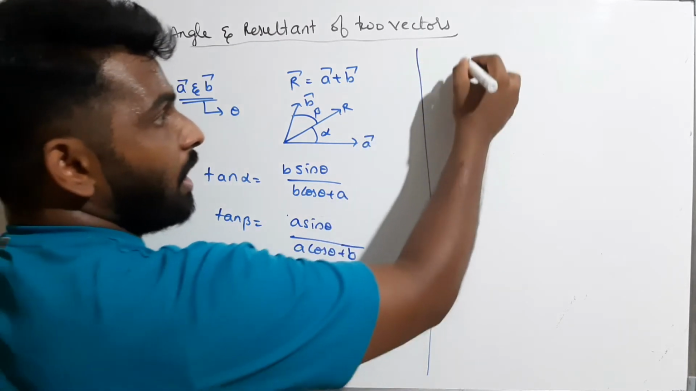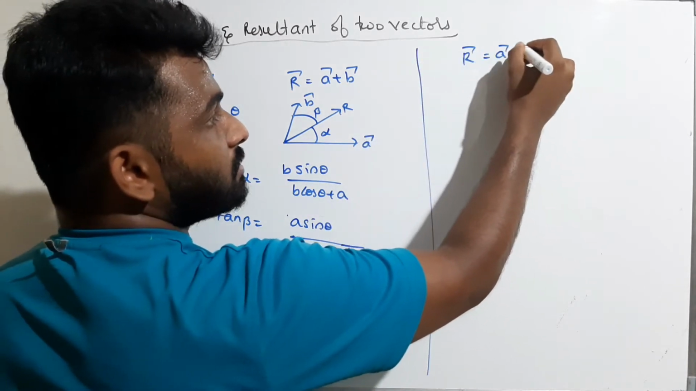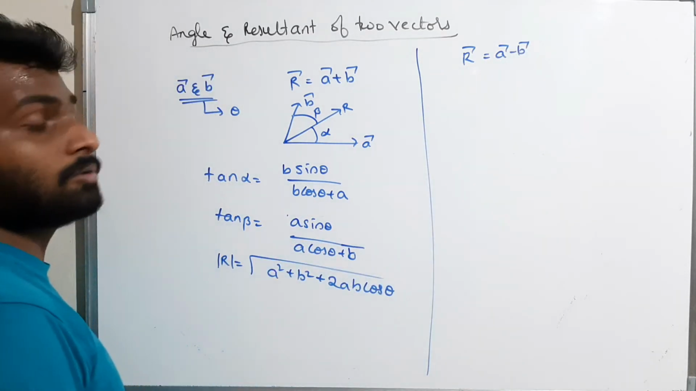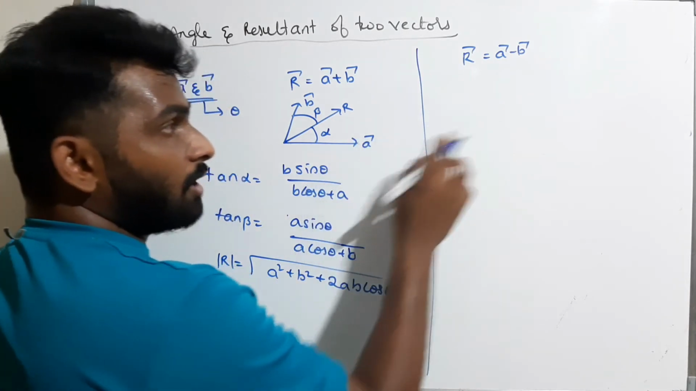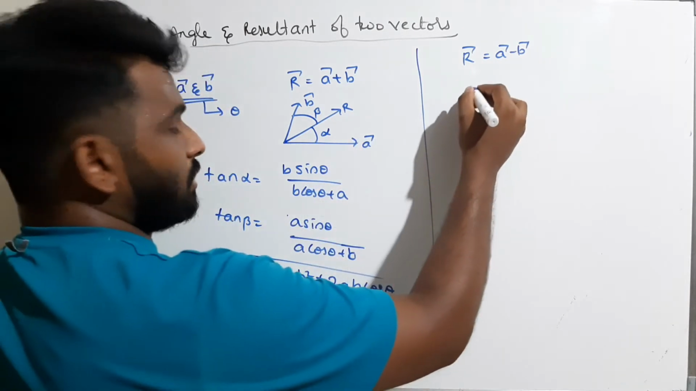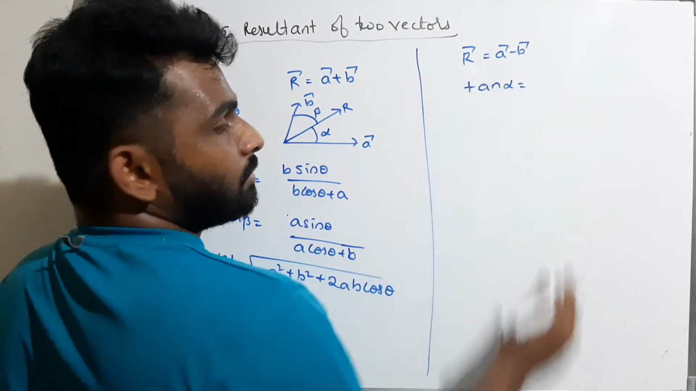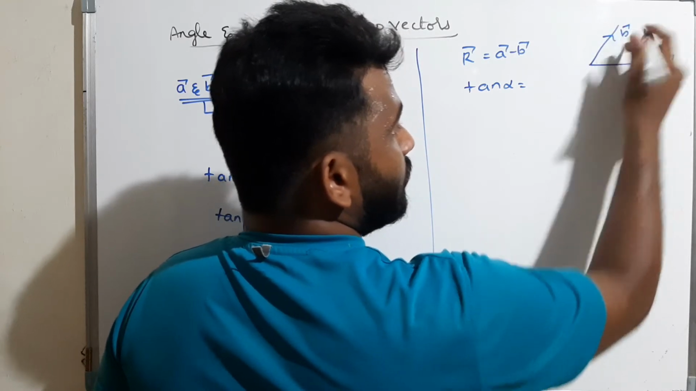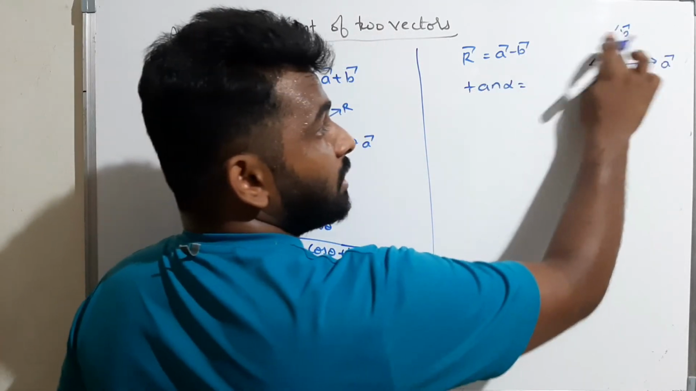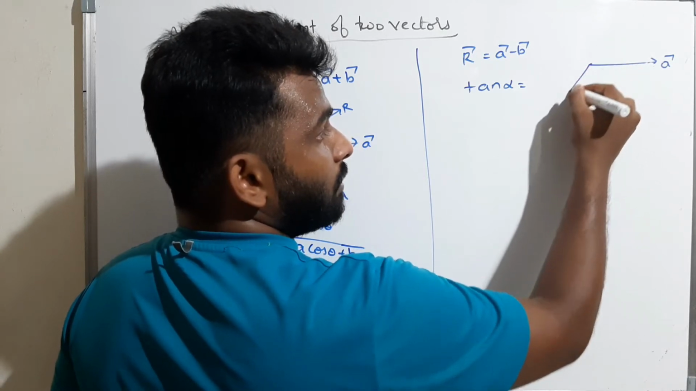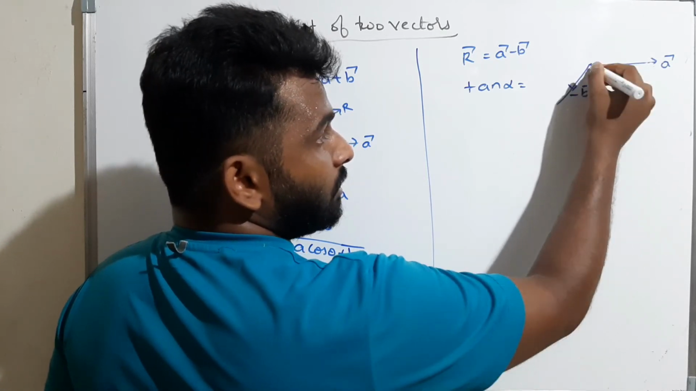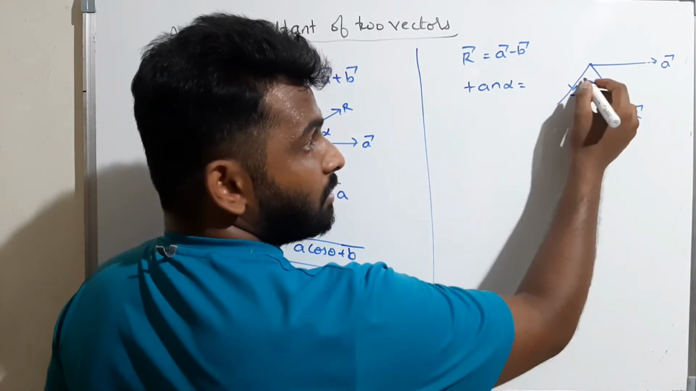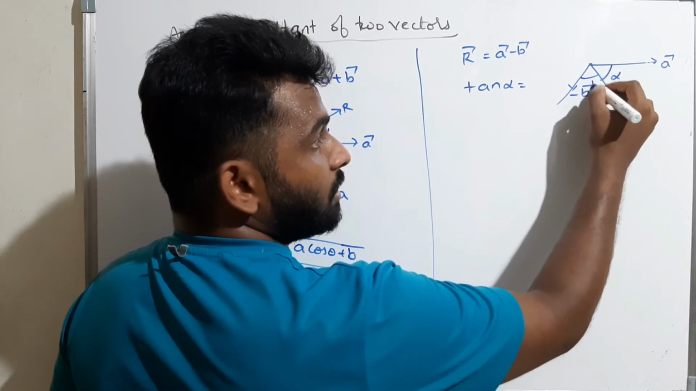Okay, now if they told to find R bar is equal to a bar minus b bar, then what I can do? Now the same thing I will use, but only a few small changes are there. Now see here. What is tan alpha? This is a bar and actually this is b bar. But they told minus b bar, that means I am reversing this direction. Therefore, this is minus b bar. The resultant will be somewhere here. This is the resultant. The angle made by the resultant with the a bar is alpha, and this is beta.